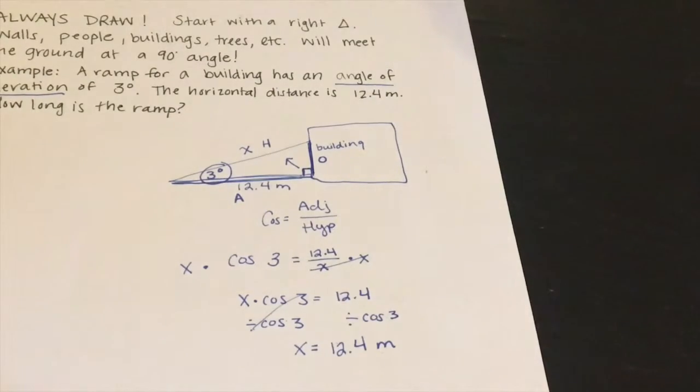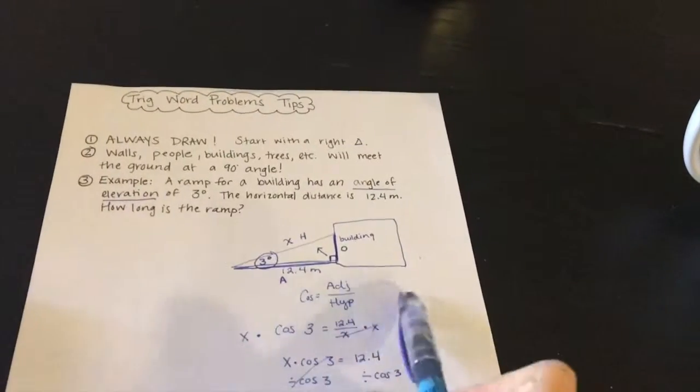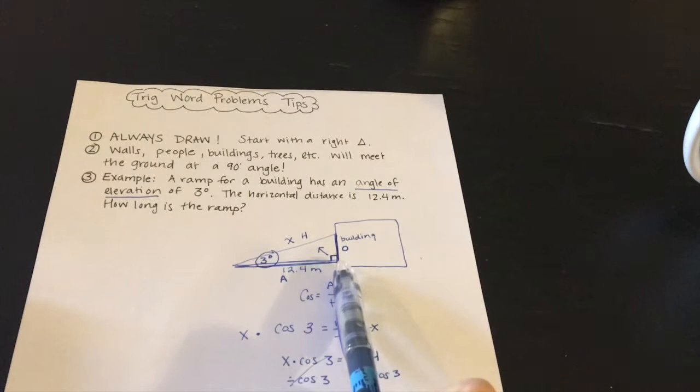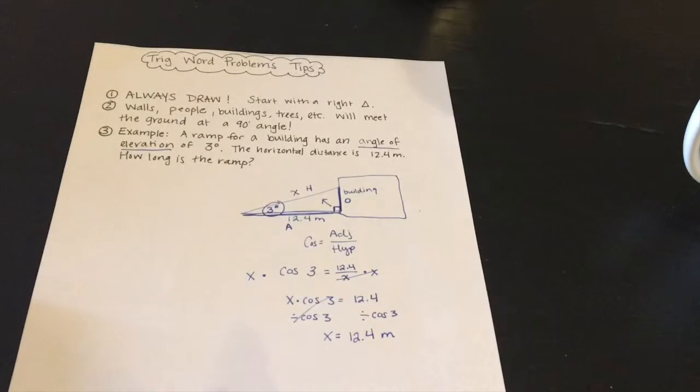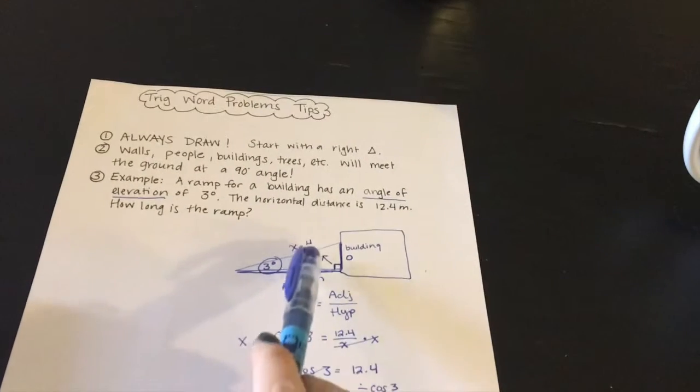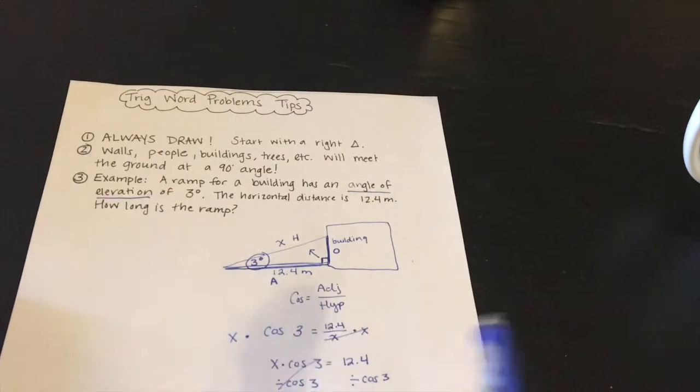So keeping these tips in mind as you do other word problems: draw, think about where your 90-degree angle is, angles of elevation are how far things lift off the ground, and think about when you set up your ratios what information you have so you can select which ratio you need to use.